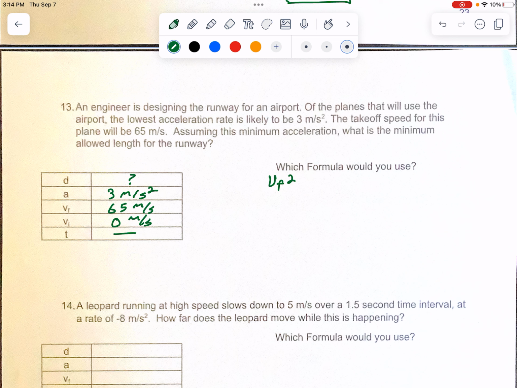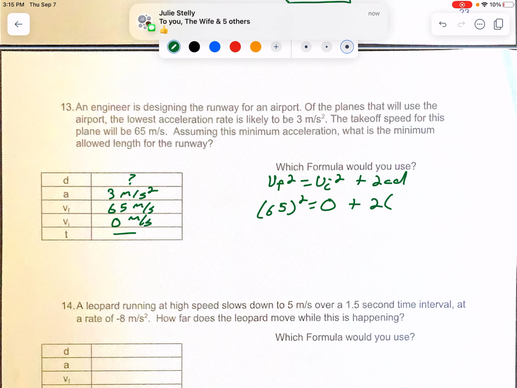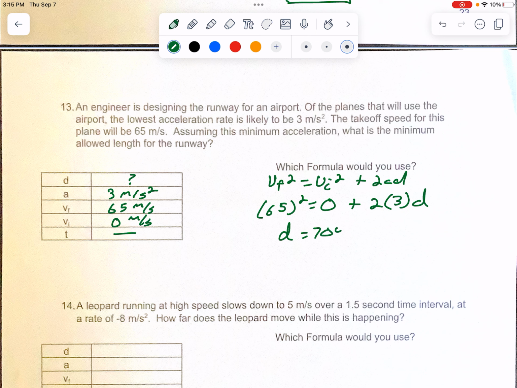So VF squared equals VI squared plus 2AD. So VF is 65 squared equals VI squared, which is going to be 0, plus 2 times A, which is going to be 3. And then your distance, we don't know. We're going to leave it as D. So D equals 704.17 meters. So that's how long the runway has to be.